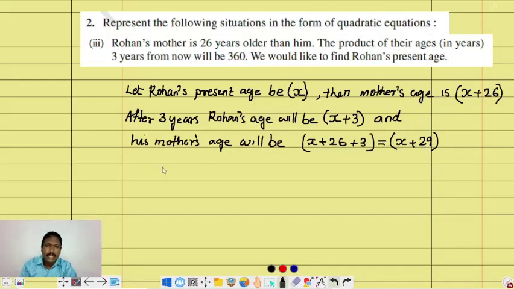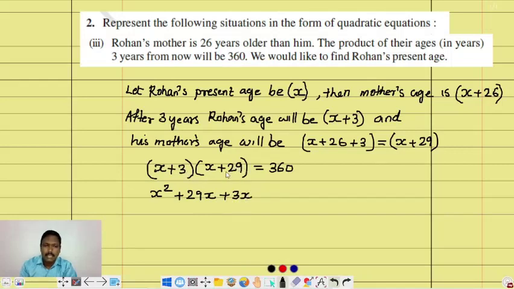That is X plus 3 into, according to the question, we can write X plus 3 into X plus 29 is equal to 360. Now we can open this bracket. X into X will be X squared, and X into 29 will be 29x. 3 into X will be plus 3x, plus 3 into 29.